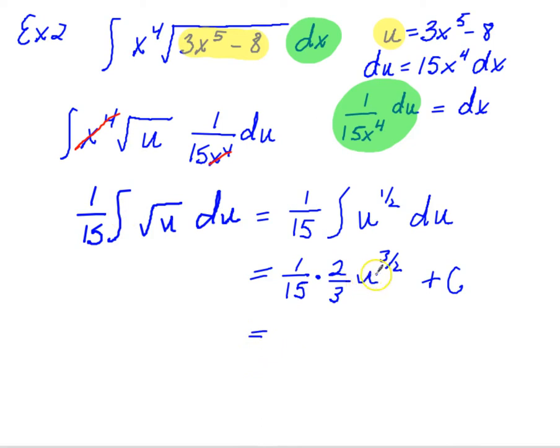And in this case, you want to take that u out and put back in what it was equal to. So 2 times 1 is 2, 15 times 3 is 45. Instead of u, I'm going to rewrite it in terms of x. My u was equal to 3x to the 5th minus 8, and now it's raised to the 3/2 power.